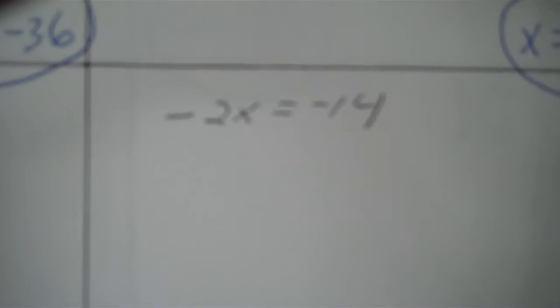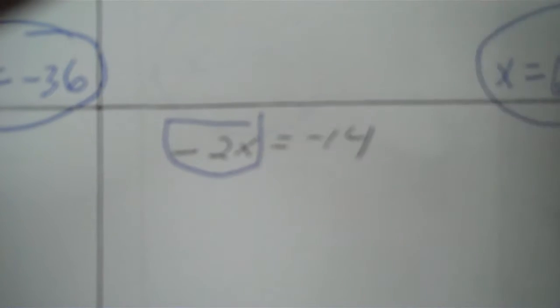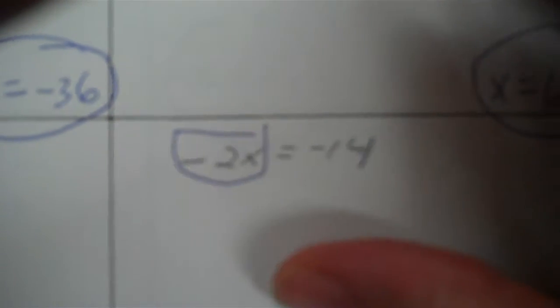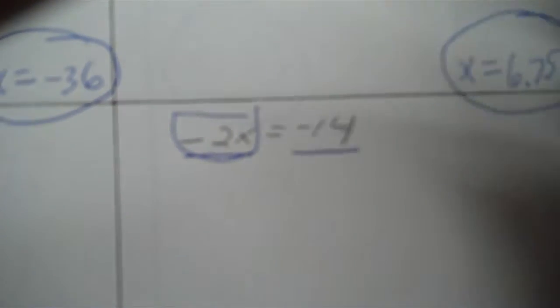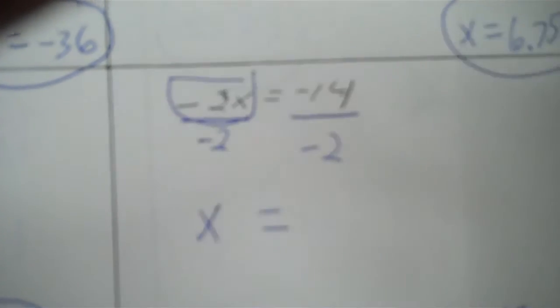Negative 2x equals negative 14. x equals. Again, we don't have a 1. We have a negative 2 as the coefficient. Nothing else going on outside. That's on the other side of the equals. Negative 2. I know that negative 2 divided by itself is always 1, but that'll be just 1x, which is x. And then negative 14 divided by negative 2 is 7.